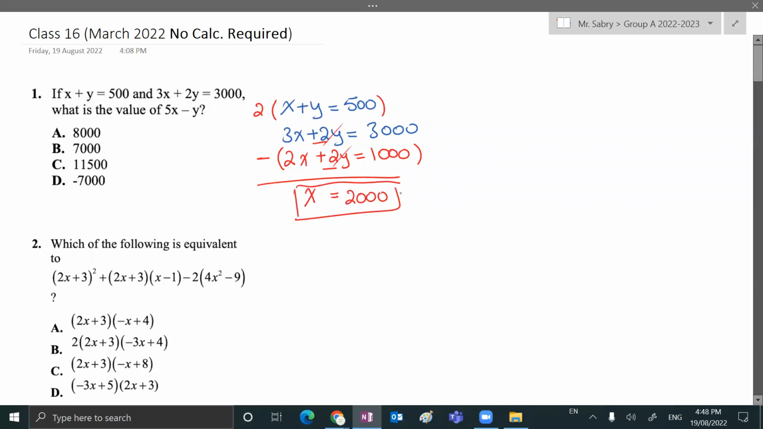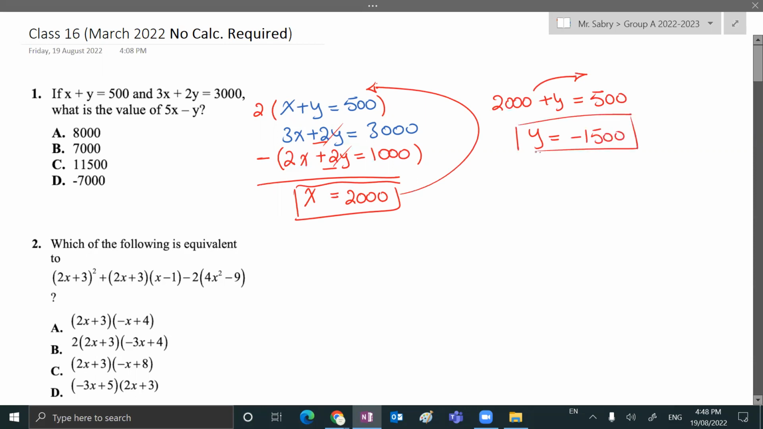Once I have the value of x, I just need to substitute into any of the equations to get the value of y. So it's now 2000 plus y equals 500. That would then indicate, by moving 2000 to the other side, that y is equal to negative 1500. So I have now x and y. I just need to calculate 5 times x, which is the 2000, minus y, which is negative 1500.